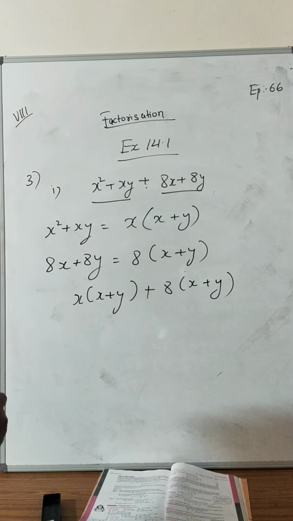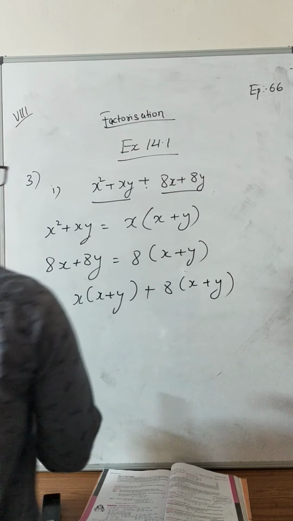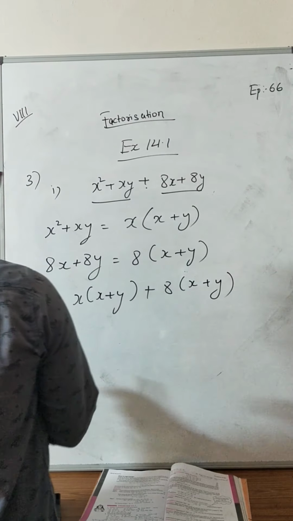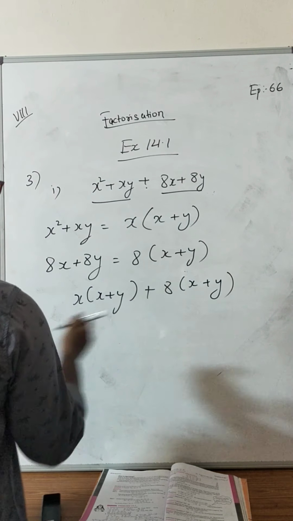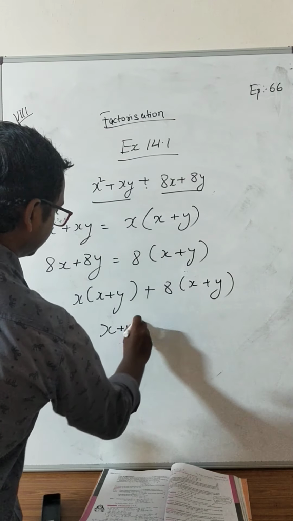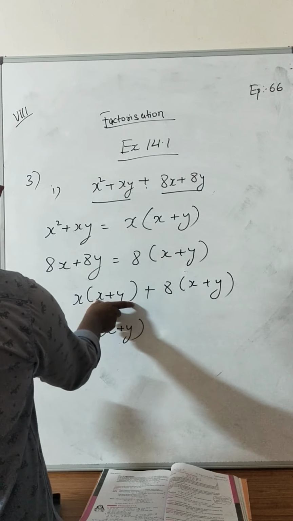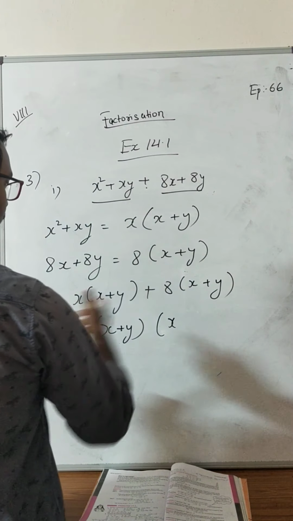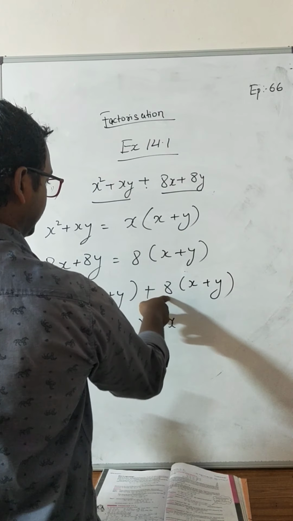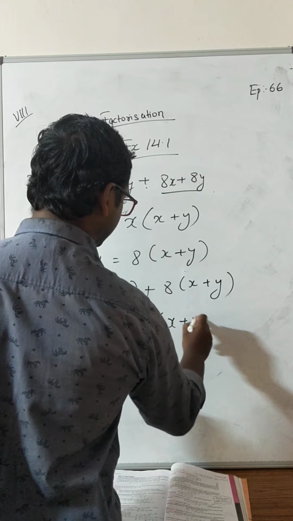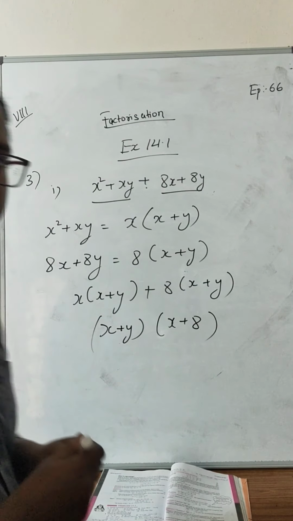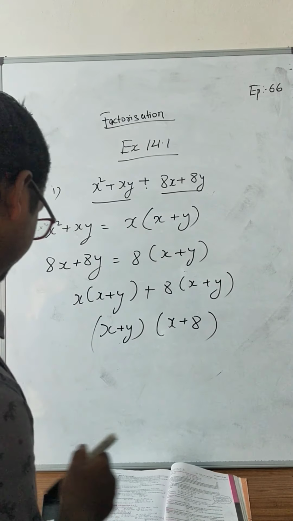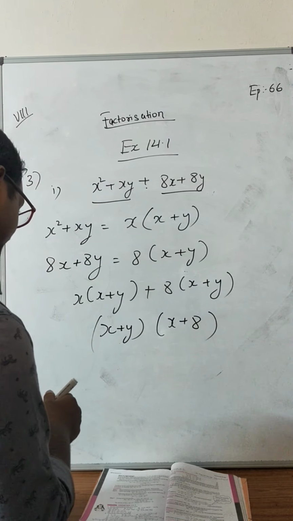Now see, here and here we will take x plus y as common. This is one term, this is one term, and x plus y is common. So we are taking x plus y as common. What is left when we remove x plus y from here? x is left. When we remove x plus y from this term, what is left? 8 is left. So the final answer we are getting is x plus y multiplied with x plus 8. Okay. Now look at the second one.